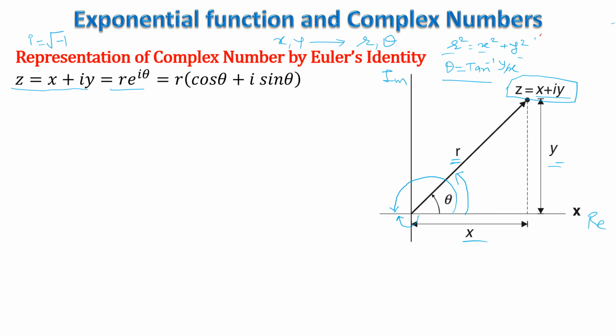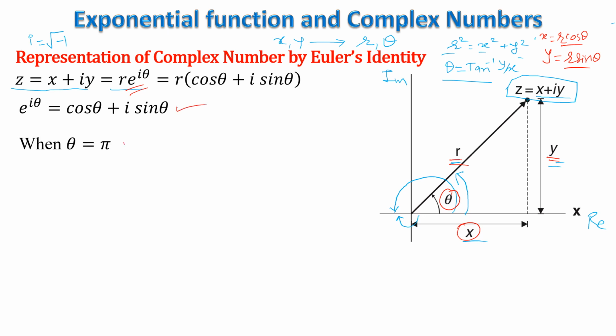So x is equal to r cos theta and y is equal to r sin theta. You have to locate this angle theta, and sin theta is the front side upon the hypotenuse. So y is equal to r sin theta, and for cosine theta you have to consider the adjacent side upon the hypotenuse. Now this e to the power i theta is represented as cos theta plus i times sin theta.